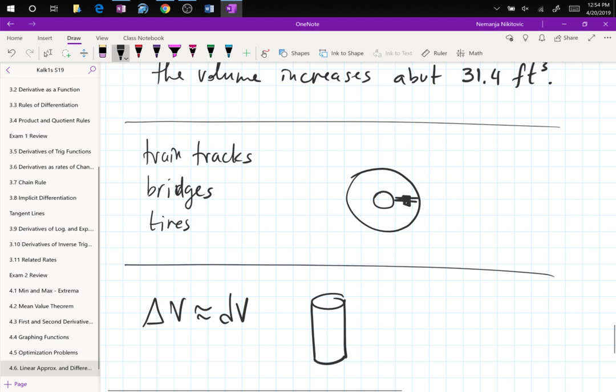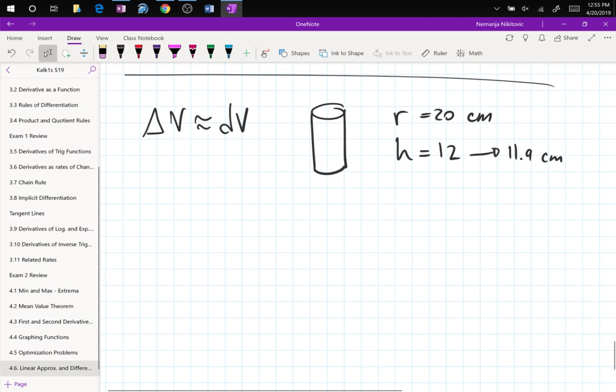The radius is going to be 20 centimeters, and the height is the one that changes from 12 to 11.9 centimeters. So you better come up with a negative result over here, on the volume, because it is getting smaller, right?